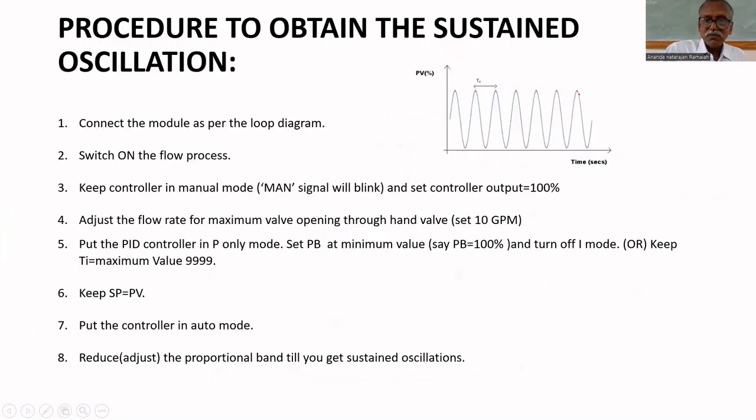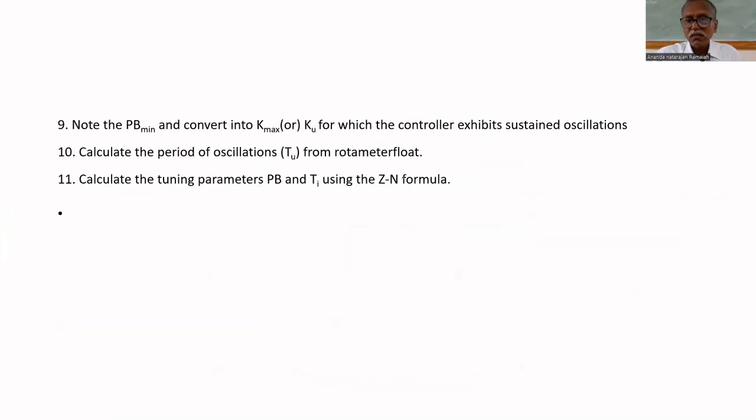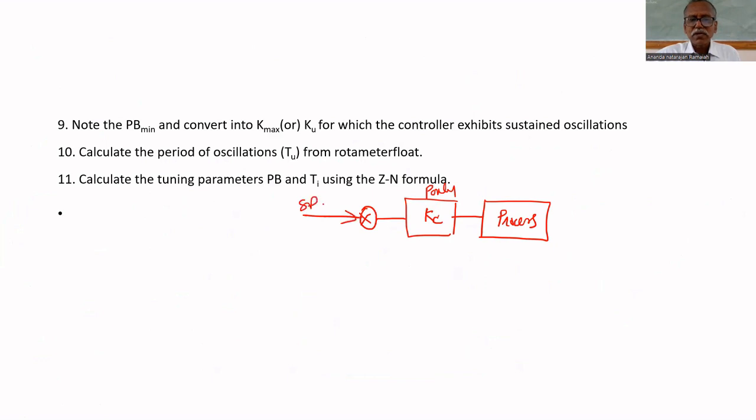In the closed loop method, suppose this is the process. The closed loop, this is the process. Process means system. We are putting this in P only. P only means only Kc. A P only controller with the process. Set point is given. Initially, we will put it in a closed loop. That's all.